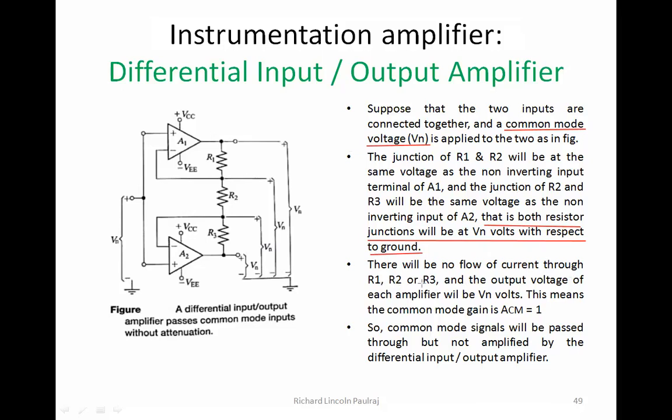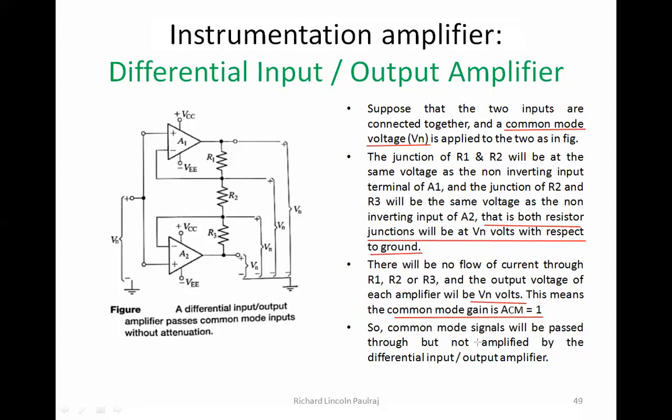Now this is again challenging, right? I'm not going to have I2 here, unlike the previously seen configuration where R2 was the complete controller. And the output voltage of each amplifier will be Vn volts. This means the common mode gain is going to be 1, right? So common mode gain is going to be 1.